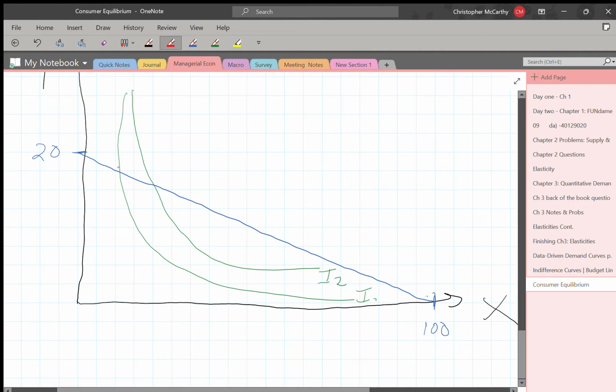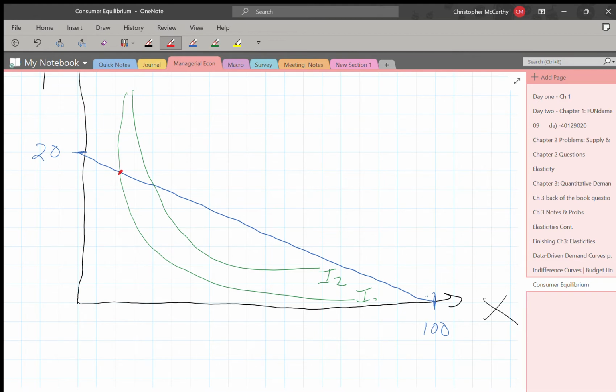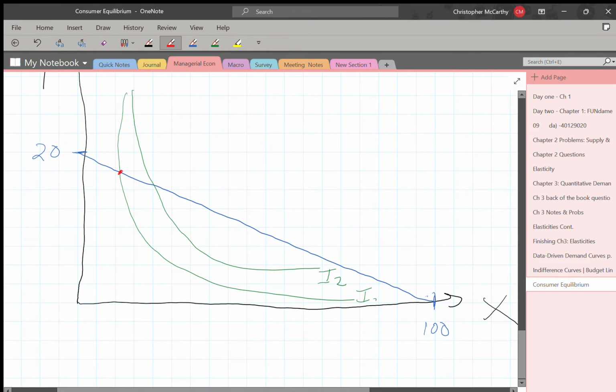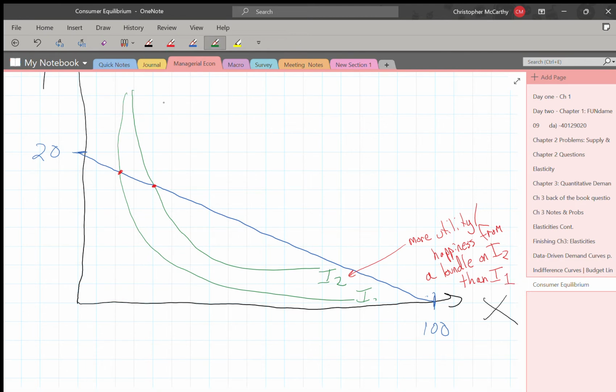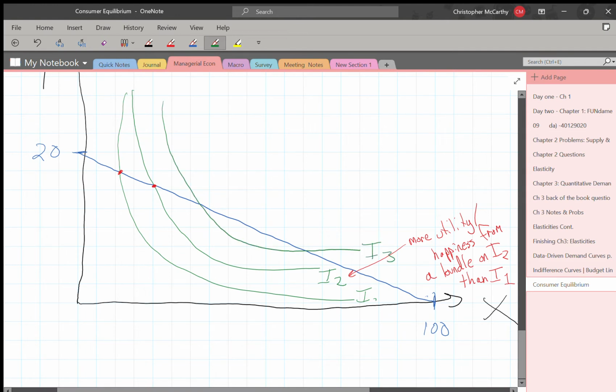We could think about this point right here. The person is spending all their budget. They're on their budget line, so they're spending all the $100, and we're assuming there's no savings in this economy when we're talking about consumer choice. But are they happiest? No, we know they could be at this point, and they would be on a higher indifference curve. So you would get more utility or happiness from a consumption bundle on I2 than I1. Similarly, there's going to be an I3, and then an I4. And this I4 is the golden child. This is the one that we really care about.